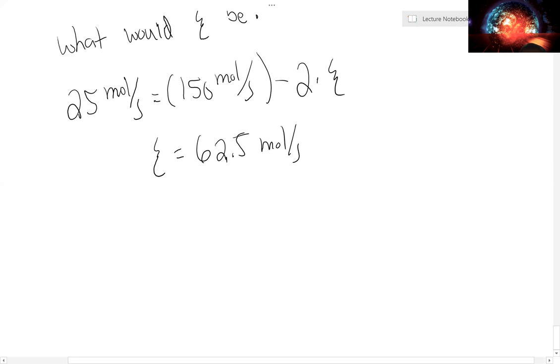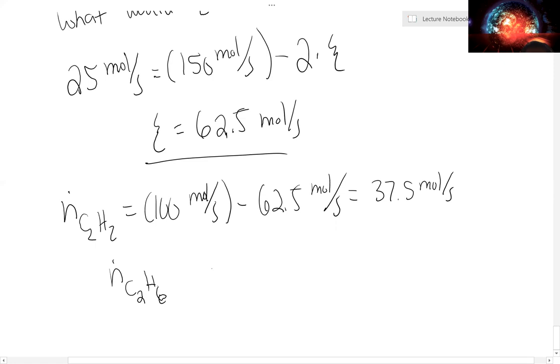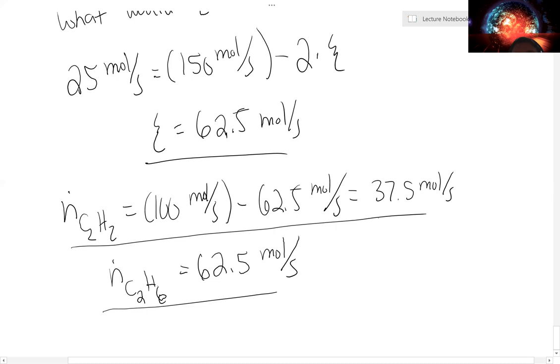Now that I have that extent, I can then solve for my other two values. I have 100 moles per second going in. Therefore, I have 62.5 moles per second being consumed. And I'm left with 100 minus 62.5, or 37.5 leaving. And then, of course, the ethane being generated would just simply be that extent of reaction. Right? So having that one specification allowed me to solve the balance and fully specify all the terms involved.